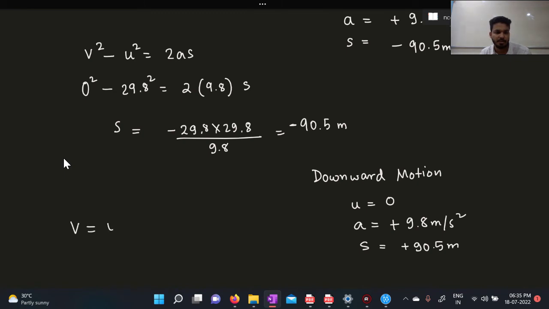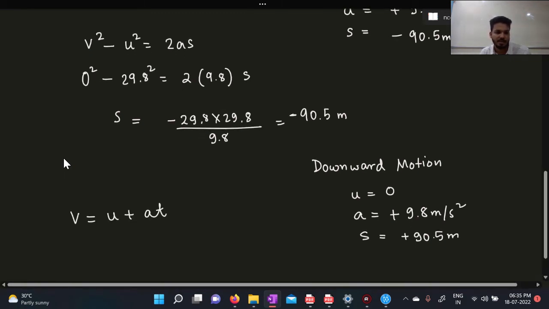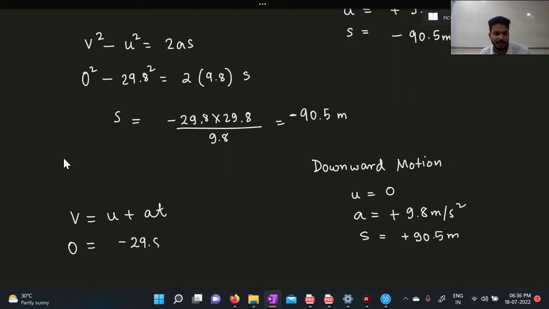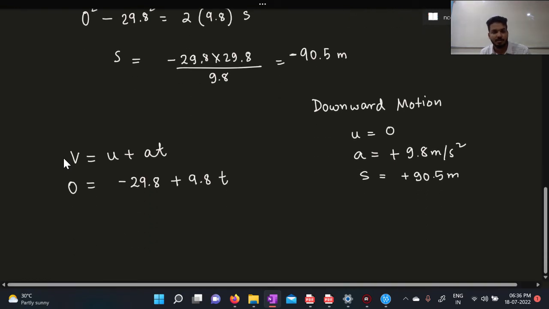V is equal to u plus at. So all these data I'm going to put. Final velocity is going to be zero. U is going to be minus 29.8 meter per second. Acceleration is going to be plus 9.8. T will be t. Again, if you see, there is no mistake in this equation. How do I know this? Because if I take 29.8 on that side and divide it by 9.8, there is no mistake in this.